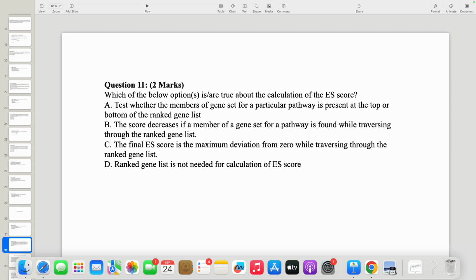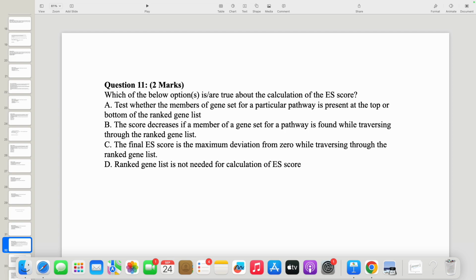We have one option, A and C. A and C are the correct options.